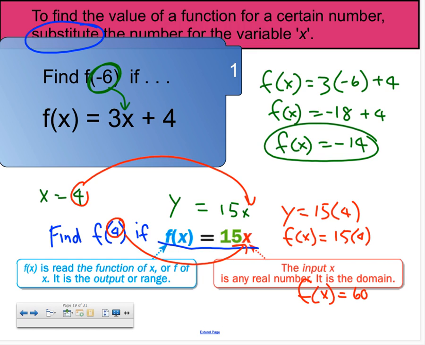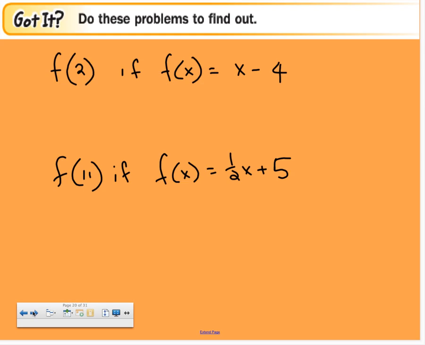There's a new vocabulary, a new way of writing it, but the bottom line is they're telling you take a value of x and substitute it into the function and figure out what the value is. Go ahead and try the Got It's there on that page, Got It A and B.